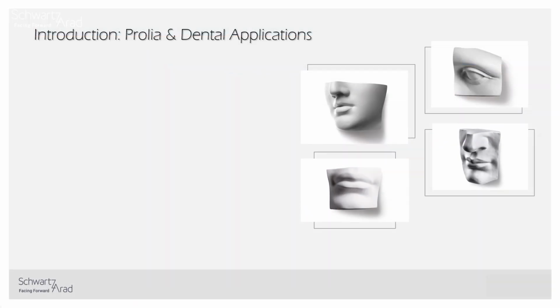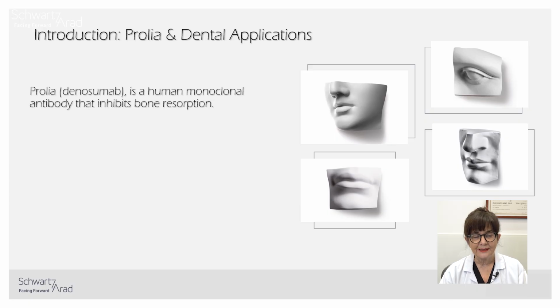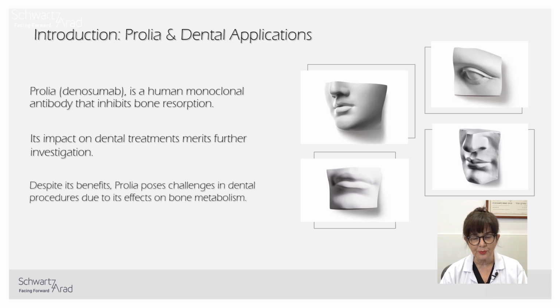I would like to give a short introduction on Prolia. Prolia, whose generic name is denosumab, is a human monoclonal antibody that inhibits bone resorption. It's not like the bisphosphonate, but still has the same effect on bone resorption. Its impact on dental treatment, though, merits further investigation. Despite its benefits, Prolia poses challenges in dental procedures due to its effect on bone metabolism.